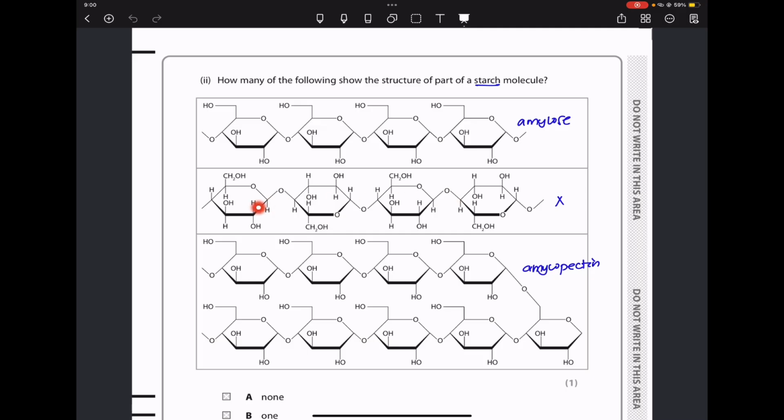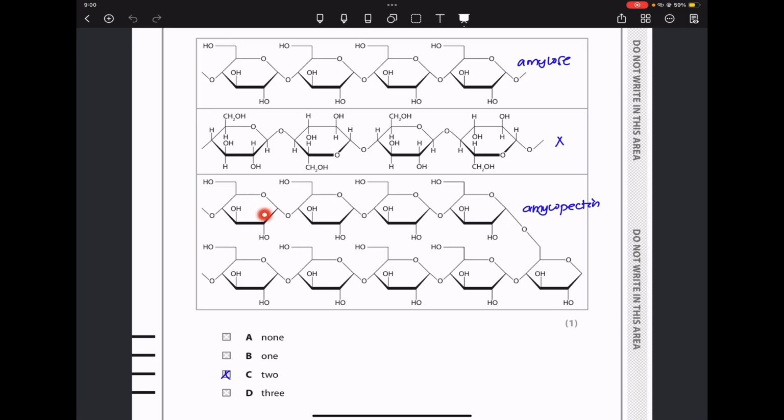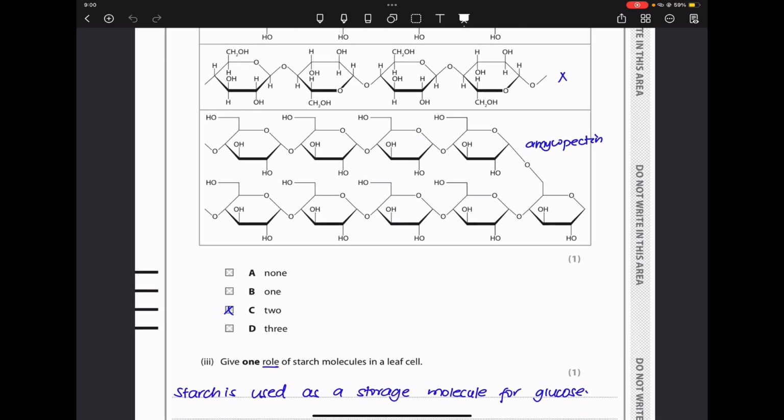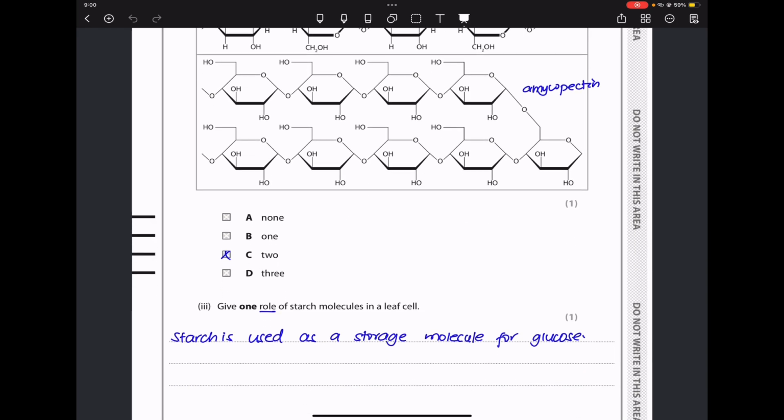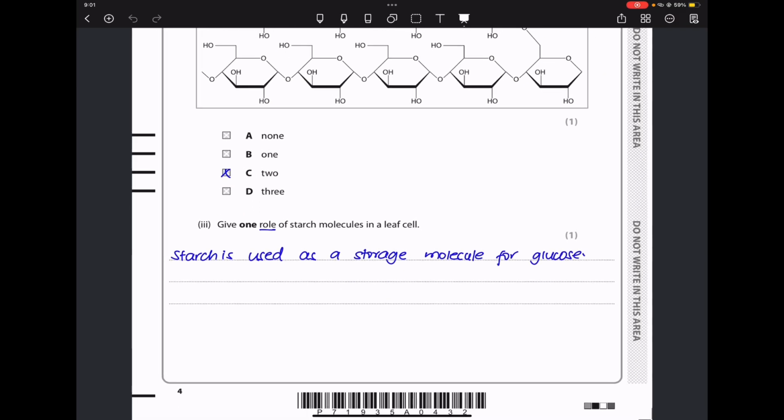If we look at this structure here, there is rotation. This group here is down while it's up there. It's rotated in a similar way we see in cellulose, so that is not right. And when we look at this one here, we have 1,4 as well as 1,6 glycosidic bonds, so this is similar to the structure of amylopectin. There are only 2 structures that are similar to that in starch, so I chose C to be my answer. Down here they say give one role of starch molecules in a leaf cell. Starch is used as a storage molecule for glucose.